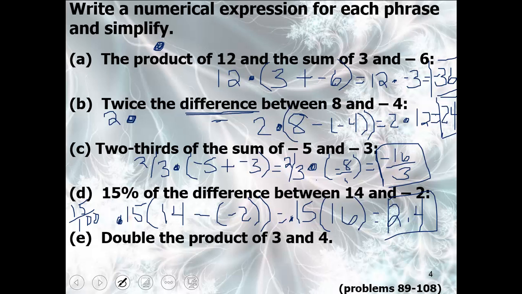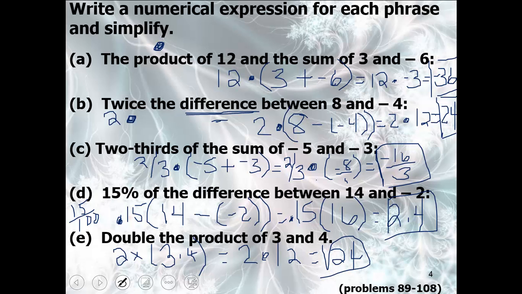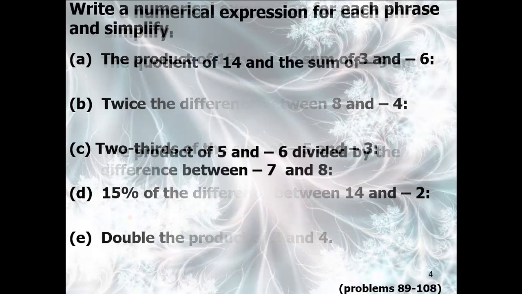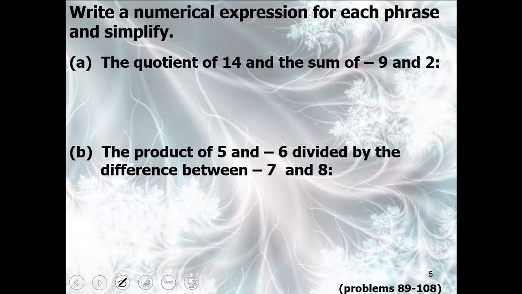Double, that means it's 2 times the product of 3 and 4. Well, I'm going to multiply 3 times 4 together, and then I'm going to double it. So that's 2 times 12, which equals 24. There's your answer. All right, you guys want to try A and B and come back and see if you got them right.